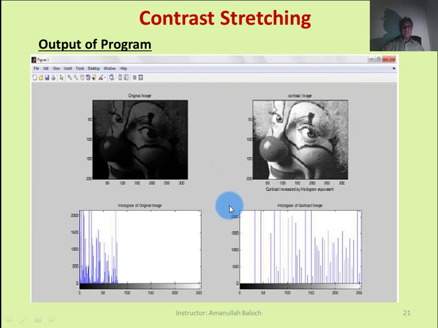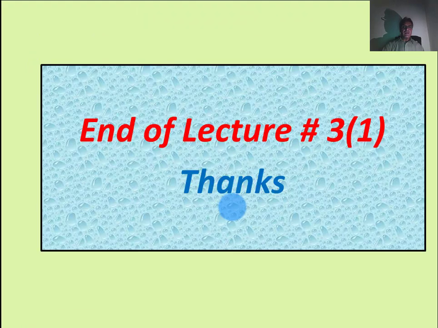This was the result of the histogram equalization function, and these were the two techniques. There are 4 more techniques which we will apply on the point operation. And this was the end of lecture number 3, part 1.